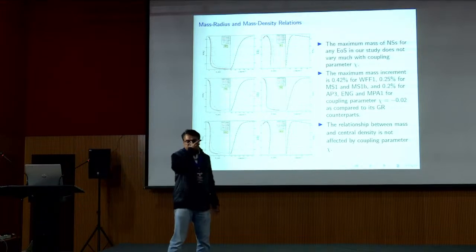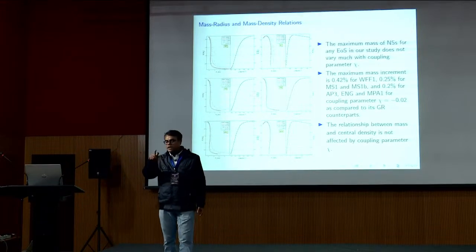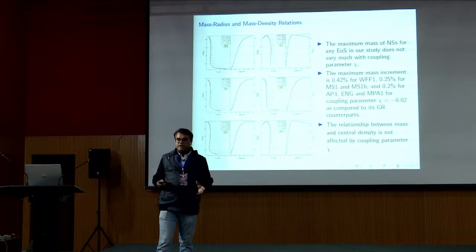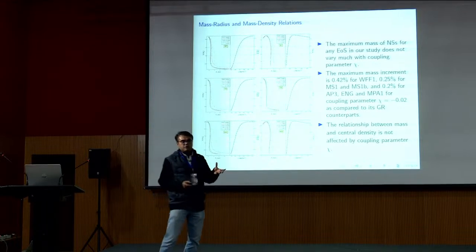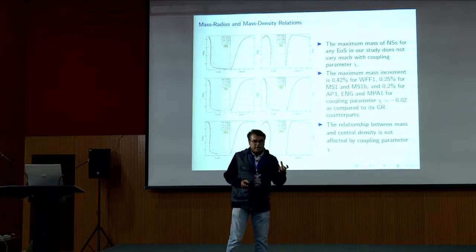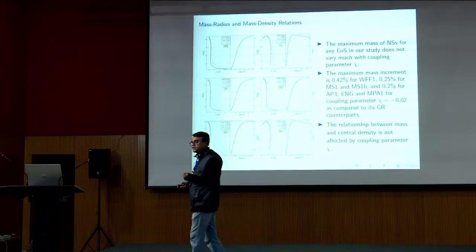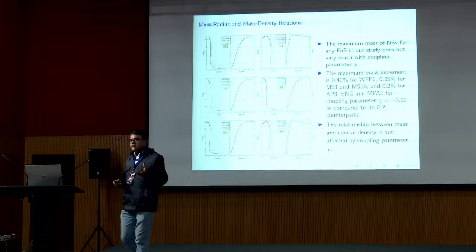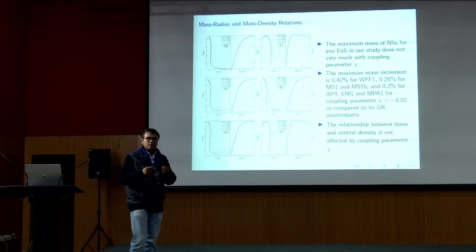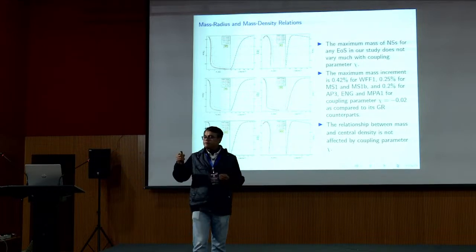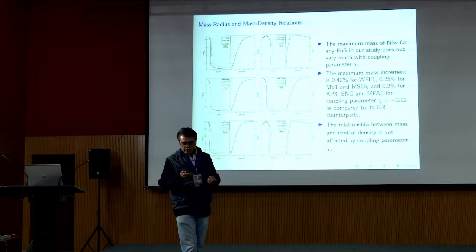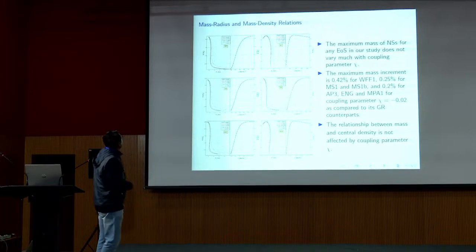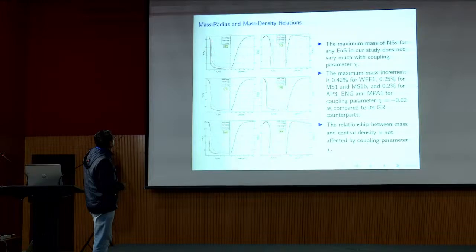I want to mention that there is some restriction on this chi value, and that was done by taking the observational data of GW170817 as well as the massive pulsar data, and that was done by De Silva. In this case the chi value has a restriction up to a maximum of minus 0.02. So that's why we have taken the maximum value of chi equal to minus 0.02.